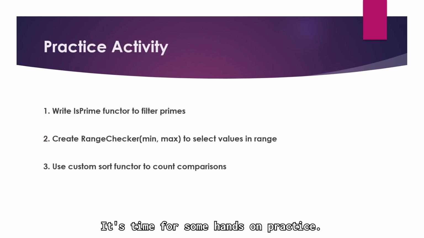It's time for some hands-on practice. First, try writing a functor called isPrime that checks if a number is prime. Next, create a functor named rangeChecker that accepts a minimum and maximum value and checks if a number falls within that range. Finally, use a custom functor to sort a collection and count how many comparisons it performs. These activities will help you solidify your understanding of functors and predicates and how they can be used to optimize your code.